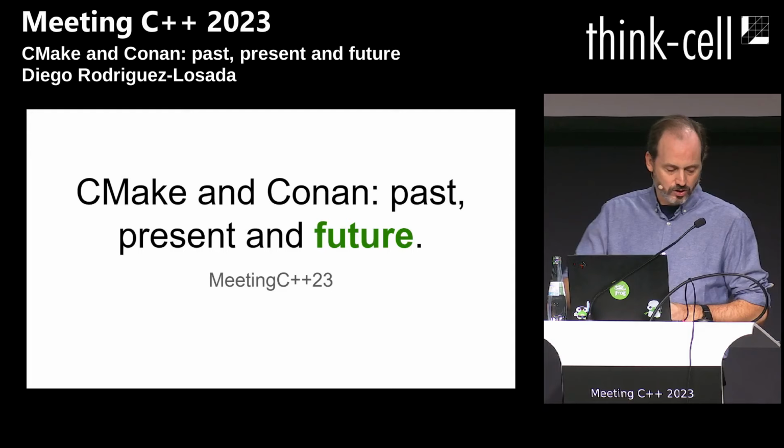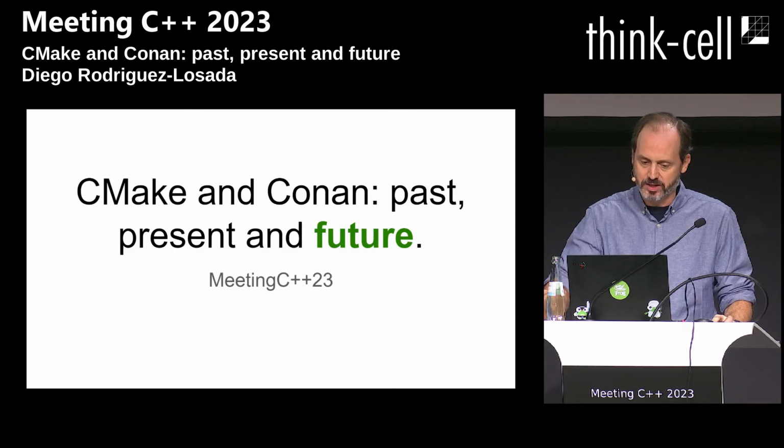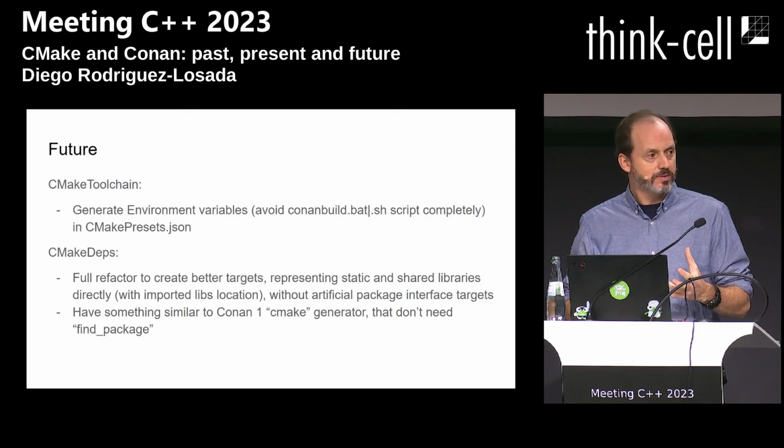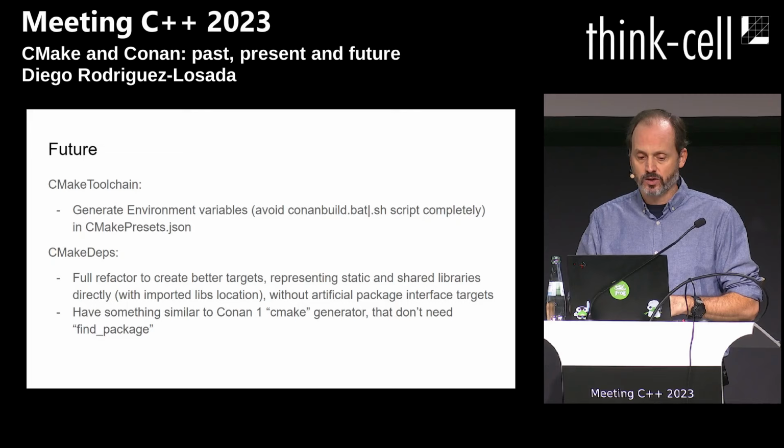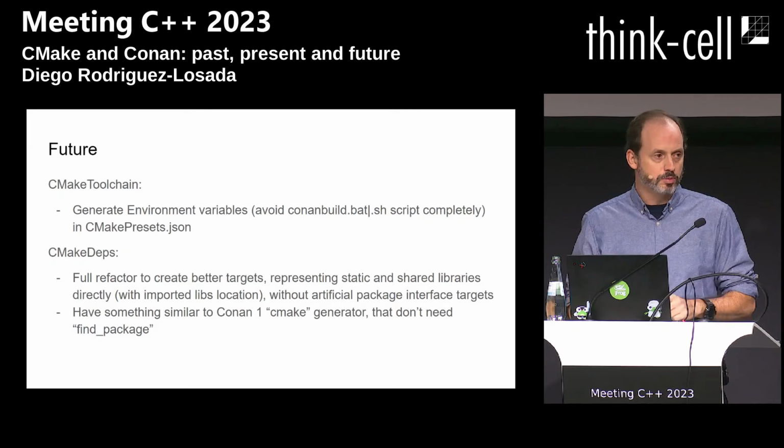Good. So this was about the present. And as I've told you, there are still some problems that we need to figure out. We want to improve our CMake toolchain. We want to add environment information to the CMake toolchain, something that today we are generating as script files, like bat files or shell script files. We want the CMake toolchain to also be able to generate environment information. We want to improve CMakeDeps. We want to refactor. We want to simplify. So this is something that is ongoing.